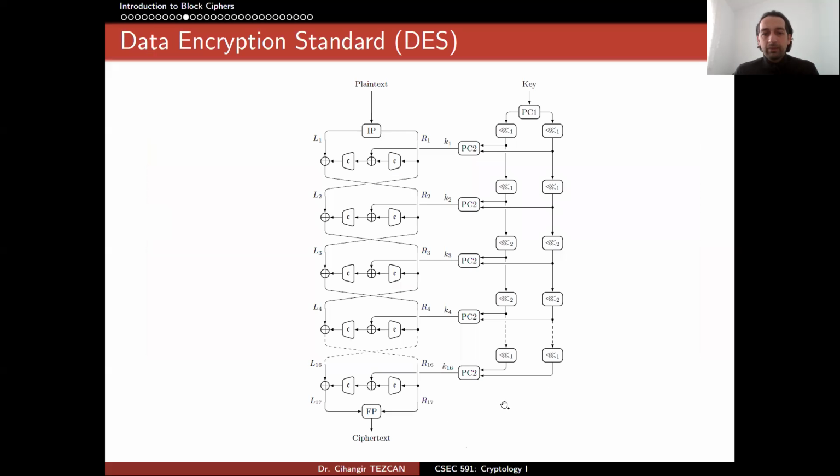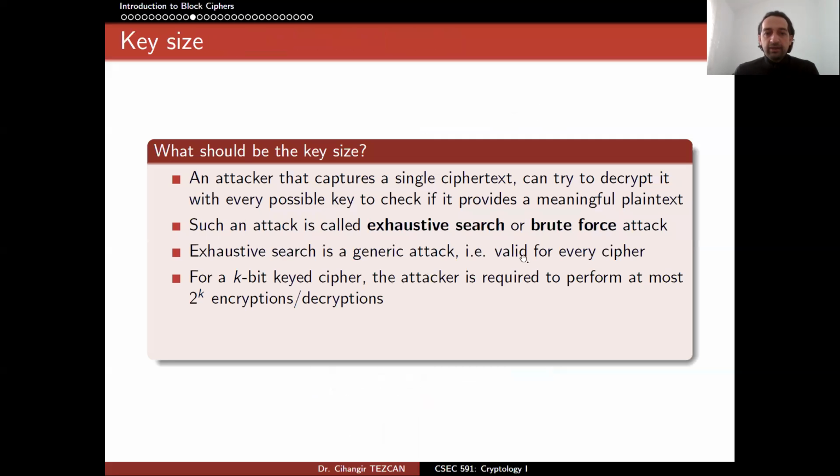So if we go back to the picture, you captured some ciphertext and you don't know the key, but assume that it is all 0, perform the decryption operation and check if the plaintext is something meaningful. If it is not, increment the key by 1 and do this operation again and again until you try every key. But since the key is k bits, this means that in the worst case scenario, you have to perform 2 to the k encryptions, or decryptions if you're doing it the other way around.